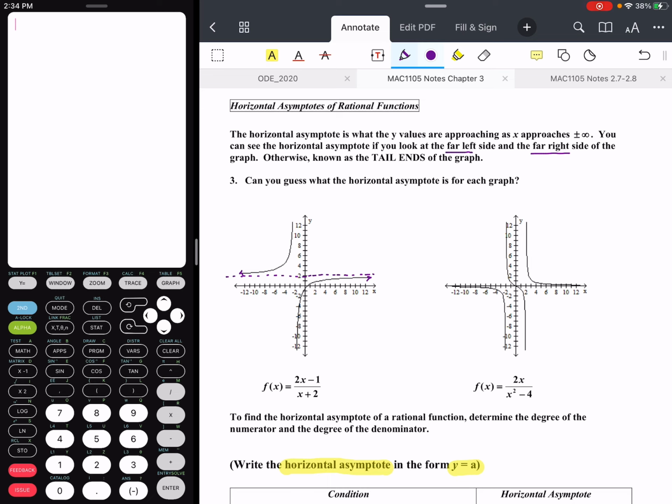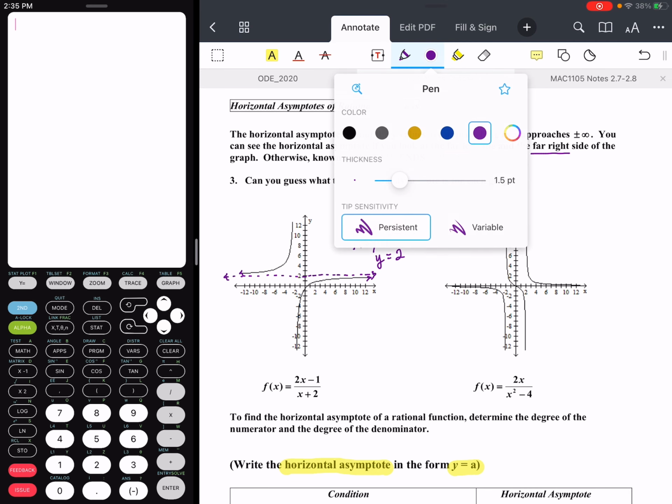Okay, so I'm going to represent this with a dashed horizontal line, and my assumption looking at the graph is that the horizontal asymptote for this graph would be y equals 2. And we'll verify this algebraically in just a moment.